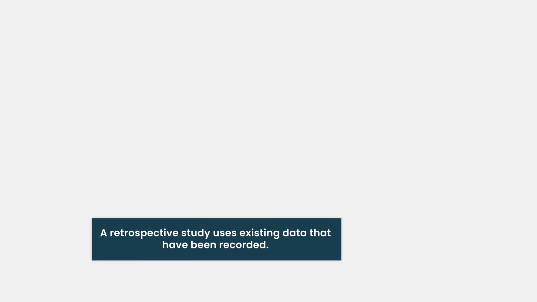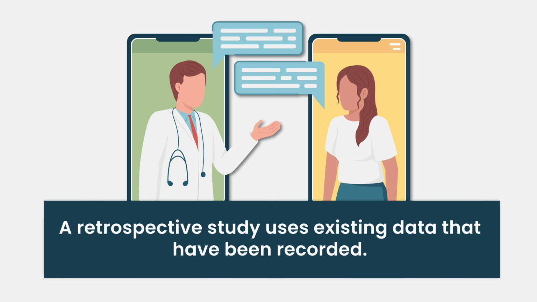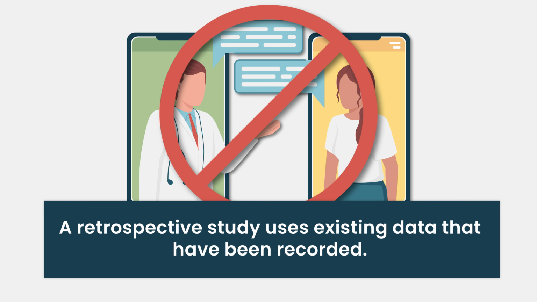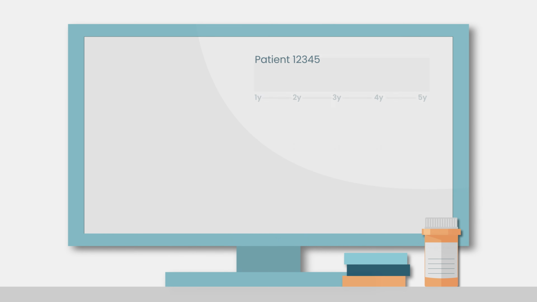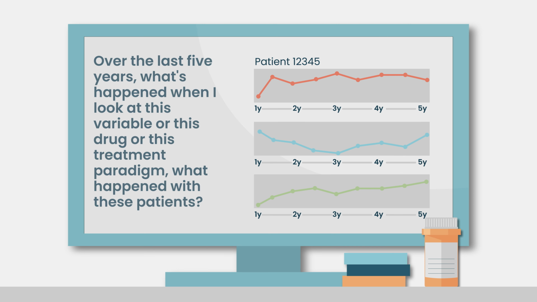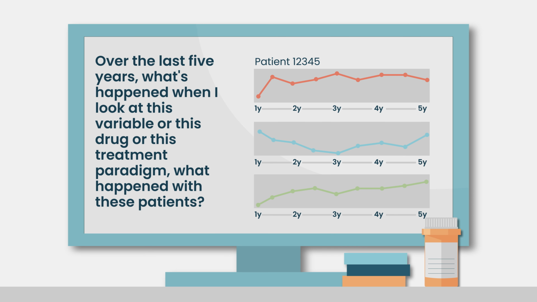So I think retrospective research, which we alluded to earlier, means that I'm not reaching out to the patient directly. I'm just looking at the medical record, at the computer charts for all these patients, and looking back in time and saying, hey, over the last 5 years, what's happened when I look at this variable or this drug or this treatment paradigm? What happens with these patients?